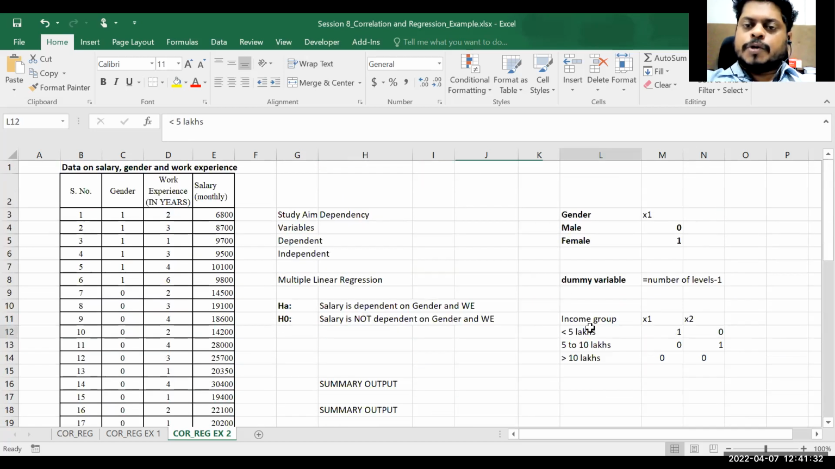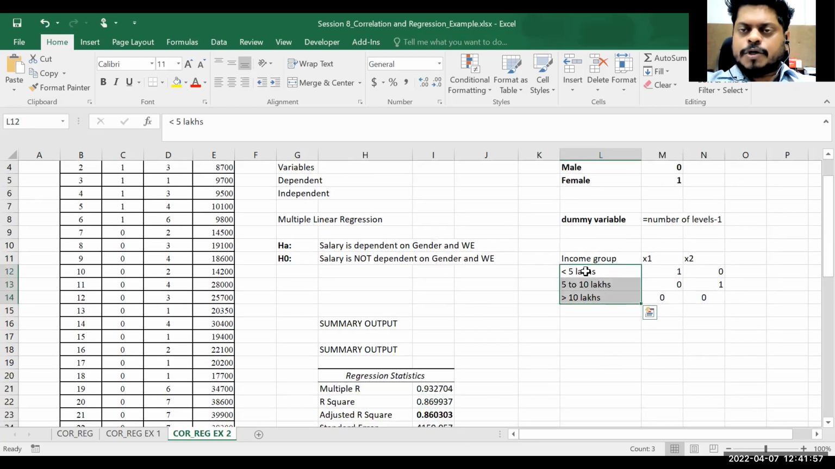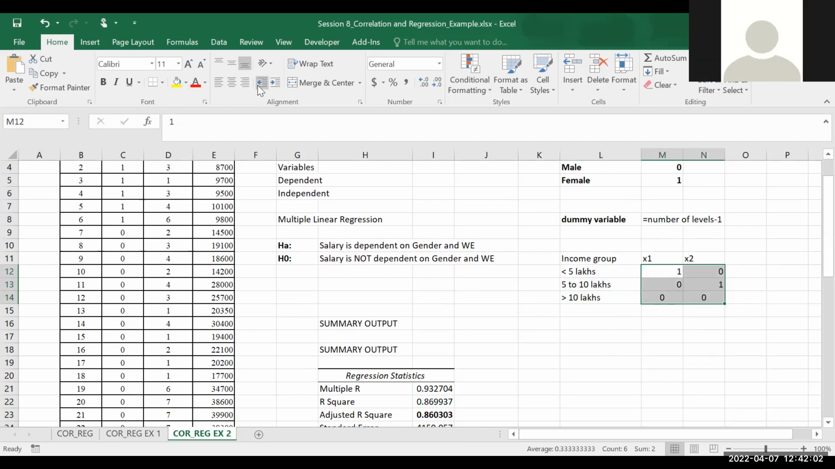Same thing here. So when I'm comparing somebody who is earning less than 5 lakhs in comparison to somebody who is earning more than 10 lakhs, because the base level I have taken as 0, 0. Somebody who is earning 5 to 10 lakhs in comparison to greater than 10 lakhs, right? So base level, again, it is up to you which one you take as 0, 0, both 0. So the number of dummy variables will be equal to number of labels minus 1, right? Is this what you are asking? Yes, sir. Thank you, sir.